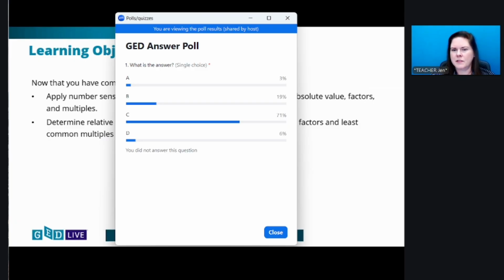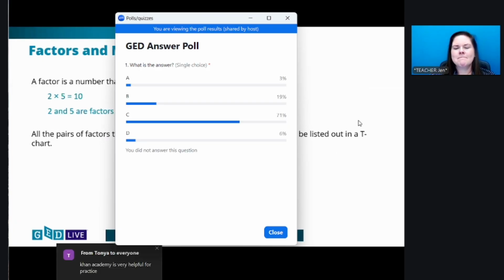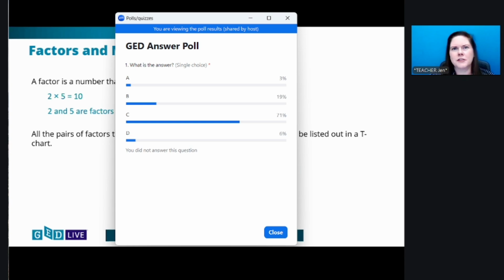Okay, so I want to go back to the T. All right, here we go. I'm going to make up a number that we're going to practice factoring. That's a very good point there from Tonya. Khan Academy is very helpful for practice if you're having trouble coming up with factors. What are factors? How do I do it? Okay, so let's factor 36. Just made that number up.